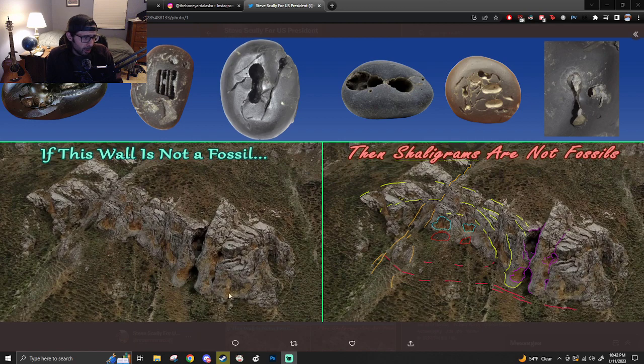In the past, I've talked about this location right here in Damodar Kund, which is the location that the shaligrams originate from, and I've talked about how this is a bit odd and looks like a shaligram.